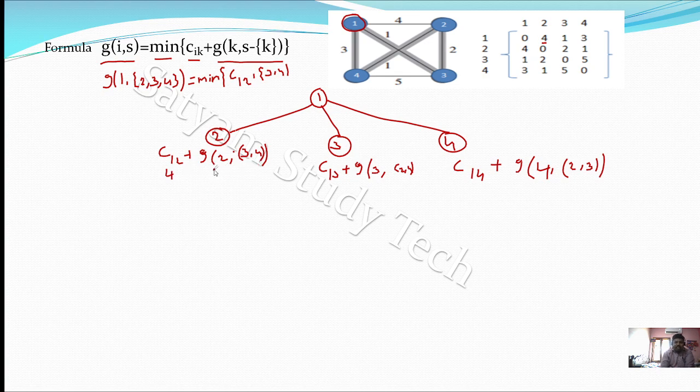Now expand this. Here I consider 2, 2 3, vertex 3, then here it is C of 2 comma 3 plus, the remaining vertex is the fourth vertex. Here you can consider the 3, G of 3 comma the remaining vertex, 4, like that.